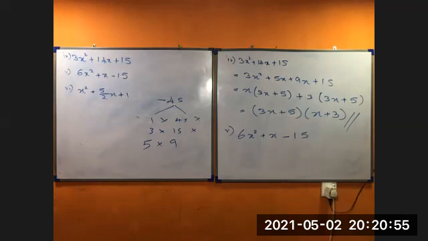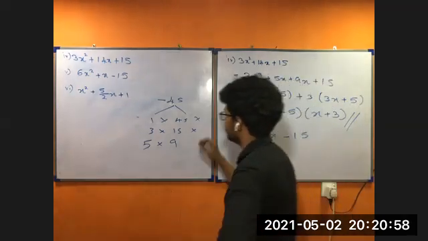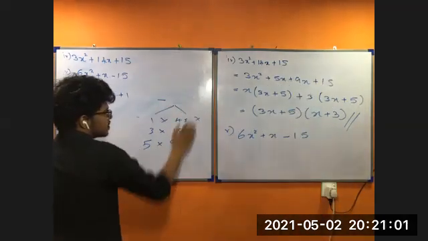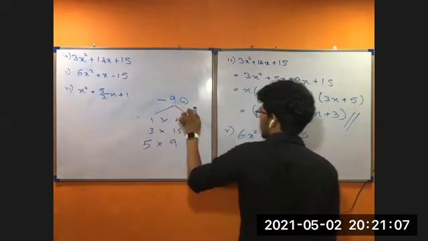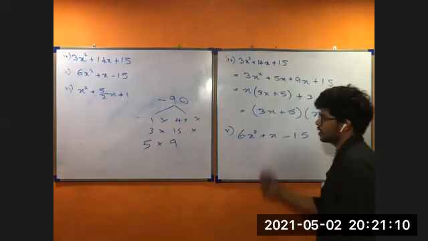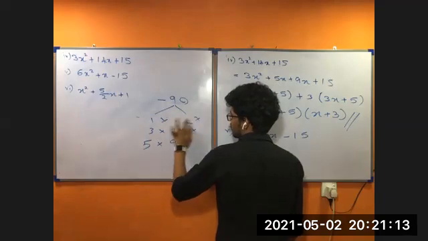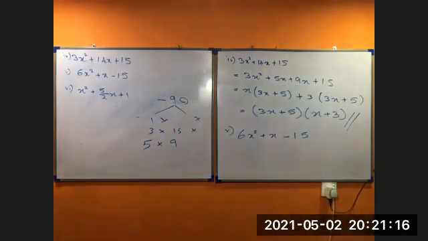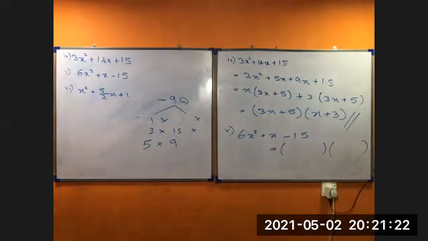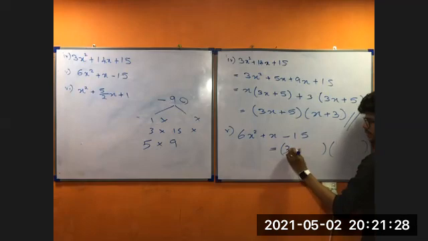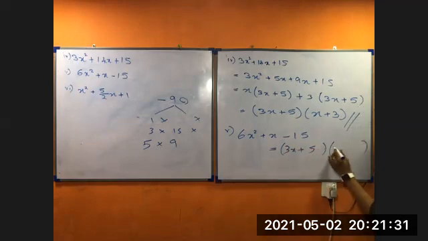Oh, sorry. So 6 times 15. How much? We have 6 times 5, 30. We have 6 times 15, 90, right? So from 90, how to make a plus 1? So for you, you can write the answer is 3x plus 5, 2x minus 3. 3x plus 5, 2x minus 3.